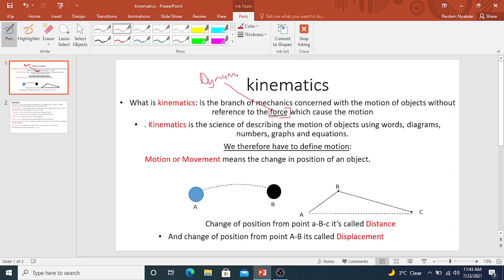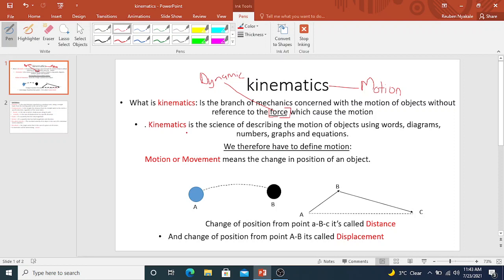That is chapter 3, dynamics. In dynamics, we are dealing with the cause of motion, hence Newton's laws come into play. But here we are basically dealing with motion. We are looking at motion specifically. That's what we are looking at.